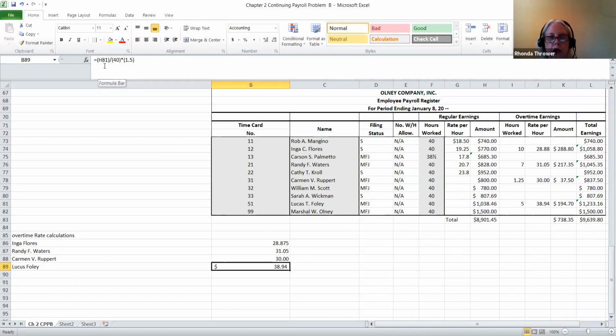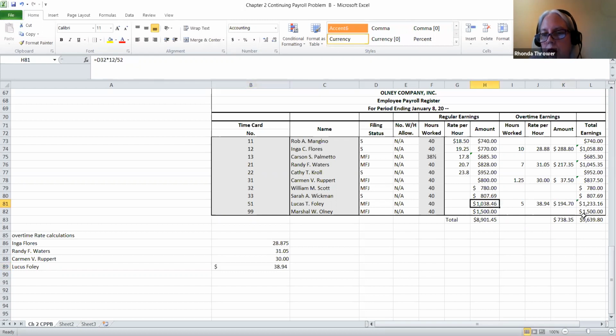So I took my weekly amount and I divided it by 40 hours, and then I figured out what my hourly amount was and multiplied it by 1.5, and that gave me $38.94. So $38.94 times 5 hours in overtime gives you total overtime earnings of $194.70. This plus this is added together to get your total earnings.